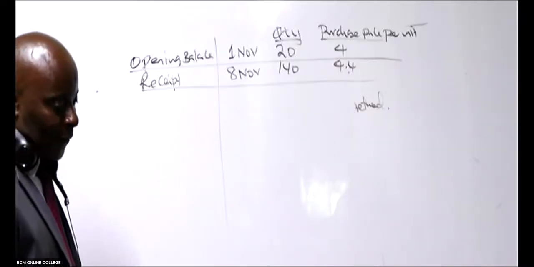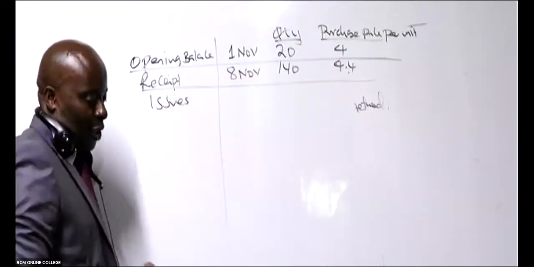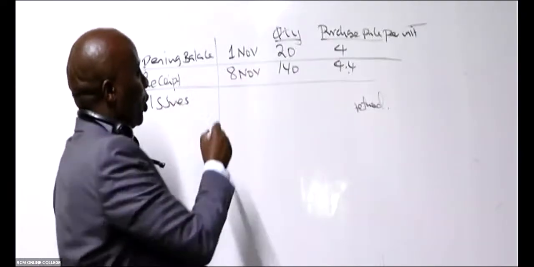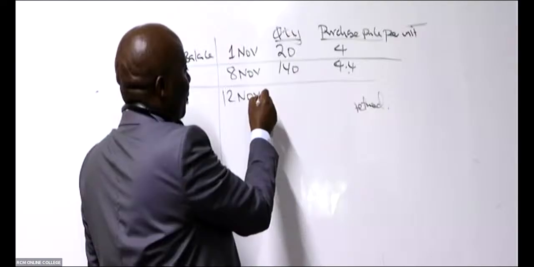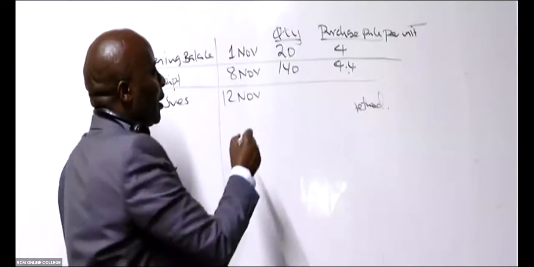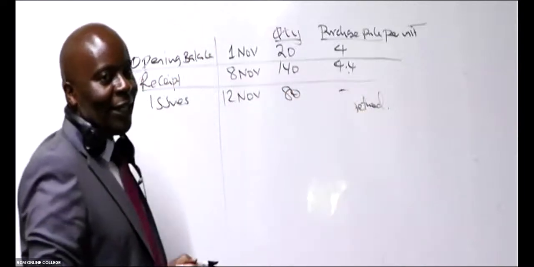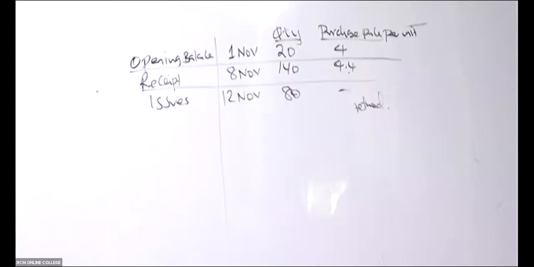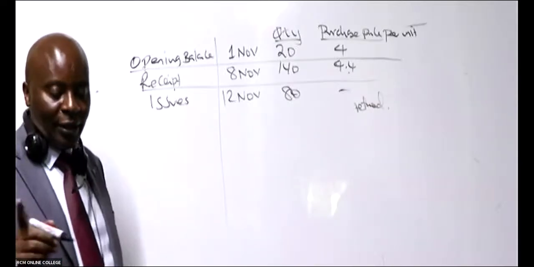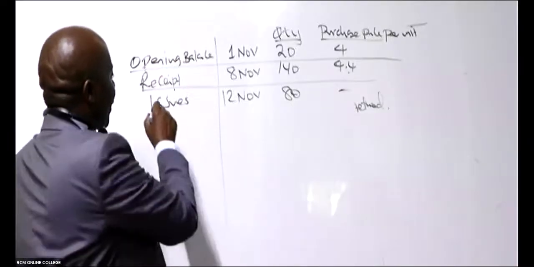Then we had issues. That was on the 12th of November. We issued 80. Whenever you're issuing, the purchase price cannot be given, and if it's given, it is irrelevant. We go to the next one.